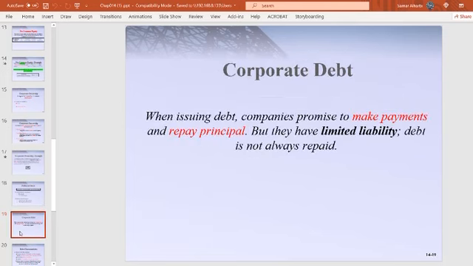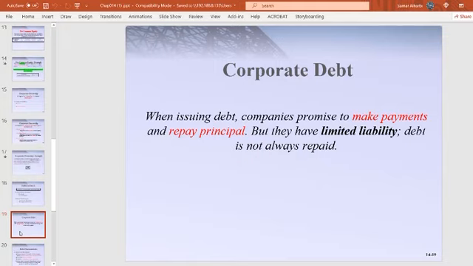Now we are done with the second source. We finished retained earnings. We finished equity, which, most importantly, is the common stock. Now we will move to debt, the third source of financing. Corporate debt: when issuing debt, companies promise to make payments and repay principal, but they have limited liability, so it is not always repaid. So, what's the idea here?